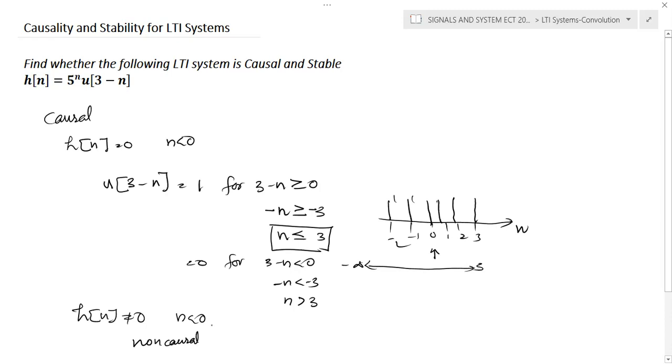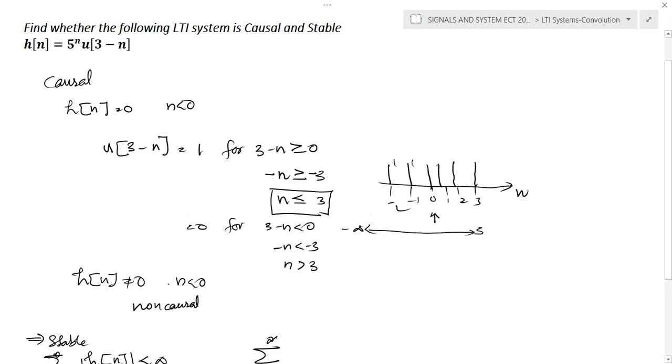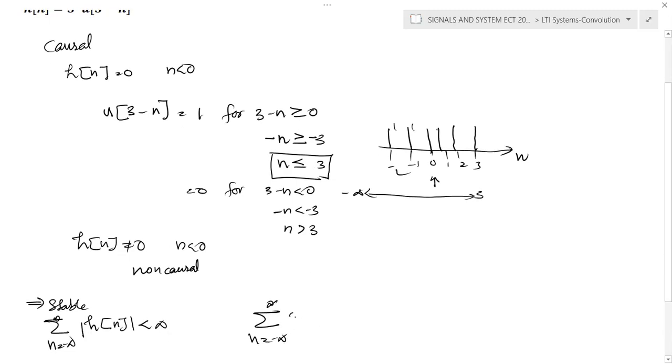Okay. Now you can write the stability condition. In order to check whether the system is BIBO stable or not, we need to verify this condition, whether the h of n impulse response of the system is absolutely summable or not. That is, mathematically you can write the modulus, if you sum from minus infinity to infinity, it should be less than infinity. And you can substitute in this particular equation, n is equal to minus infinity to infinity. In place of h of n, you can substitute the signal, which is 5 raised to n into u of 3 minus n.